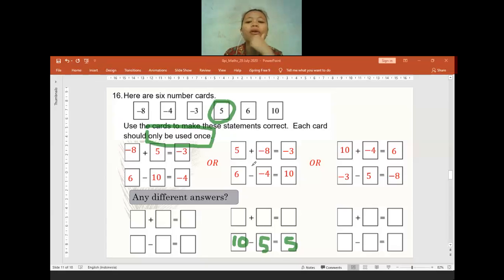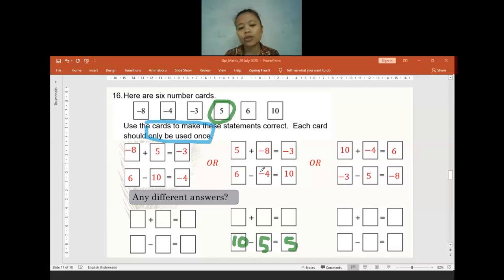Okay, for question 16, there are 6 cards: -4, -8, -3, 5, 6, and 10. We have to use these 6 cards to make the calculation correct. We have to make it into addition or subtraction. Any calculation is fine as long as all the cards are used, and no card is used twice or thrice. It can only be used once.